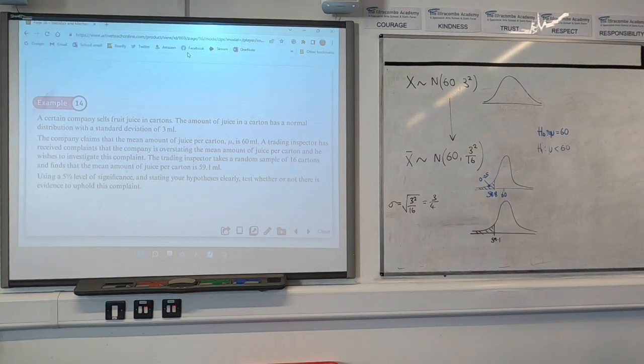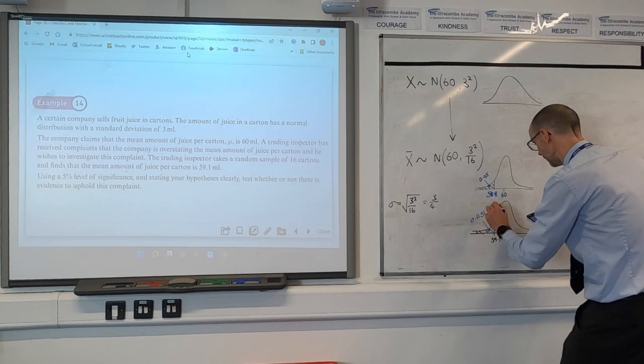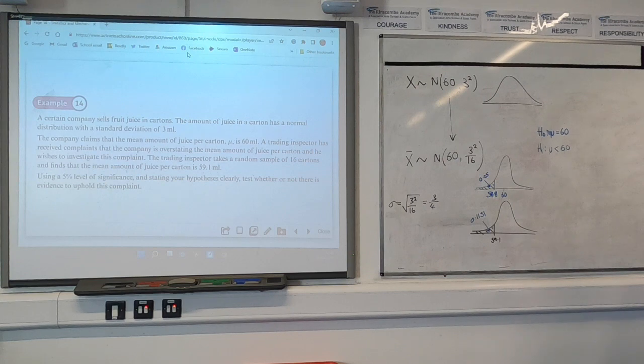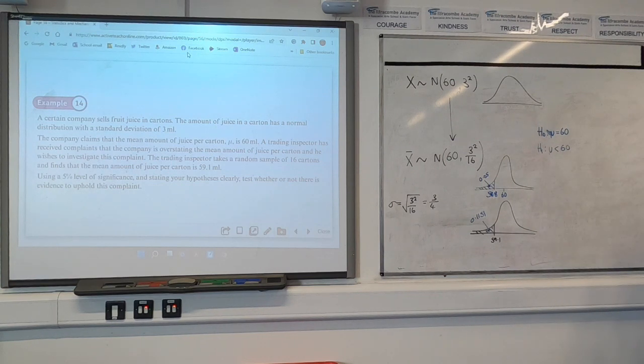If instead I don't use the inverse, I use the normal cumulative distribution and go from 0 to 59.1, which was the value they got, I get an area of 0.1151, which is a probability, so I am going to round it to 4 decimal places. Whichever way you do it, 59.1 isn't unlikely enough for us to reject the null hypothesis. So we don't have enough evidence to reject the null hypothesis.